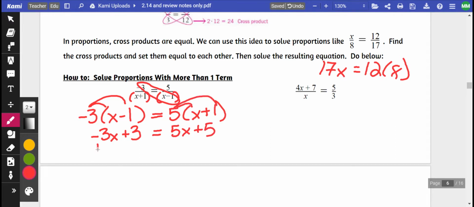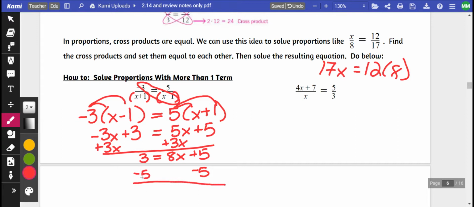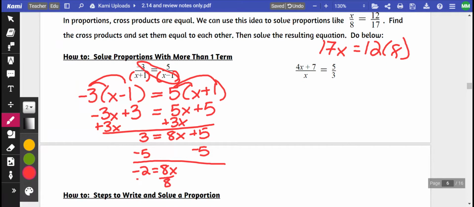Okay, I'm going to move the smaller one. So I get 3 equals 8x plus 5. I'm going to subtract 5 from both sides. I get -2 equals 8x. Divide by 8. And I get -0.25, or -1/4.